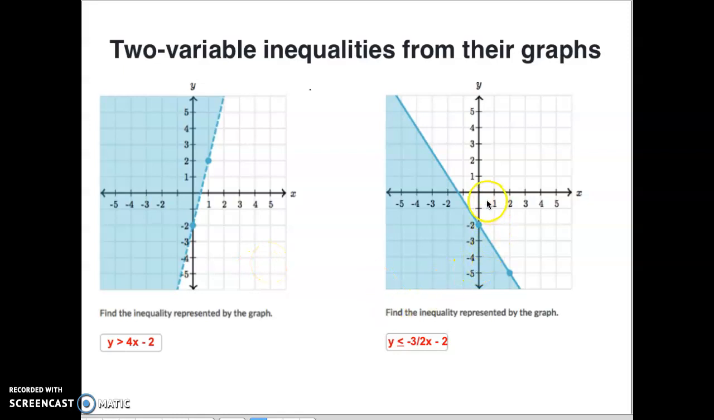On this one, you'll notice that the y-intercept is at -2 again. So my y-intercept on this one is -2. You'll notice that my slope goes down 3 over 2. So down 3 over 2, -3 over 2.